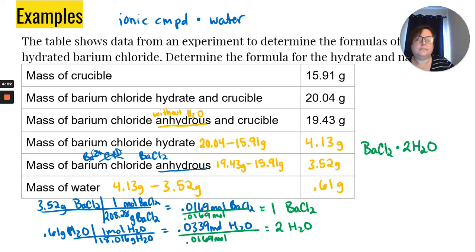To name this, we would say barium chloride, using our ionic naming rules, and then we have 2 waters. So the prefix for 2 is di, and then water is hydrate. So this is barium chloride dihydrate.